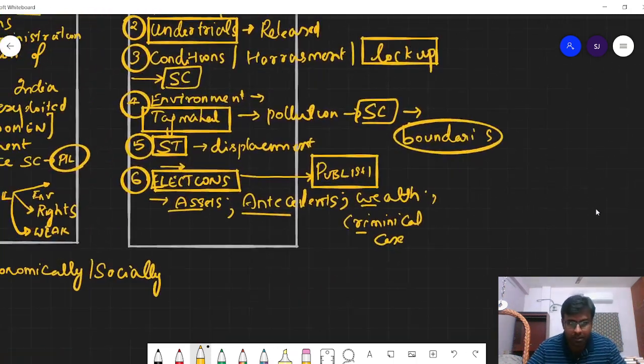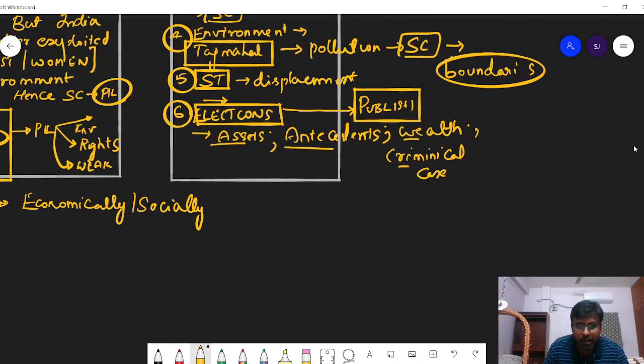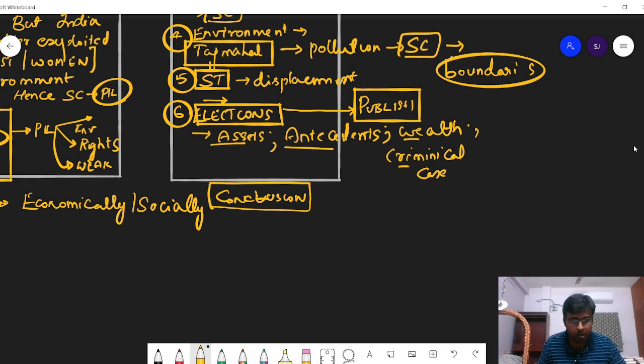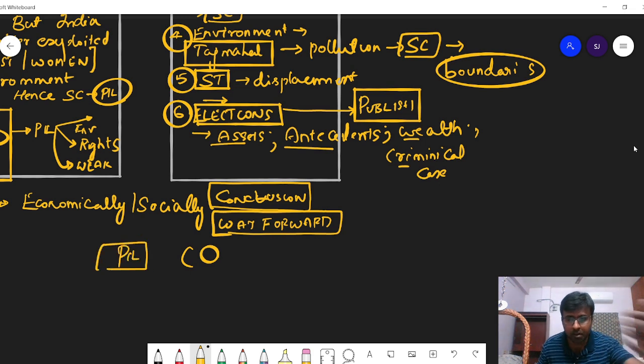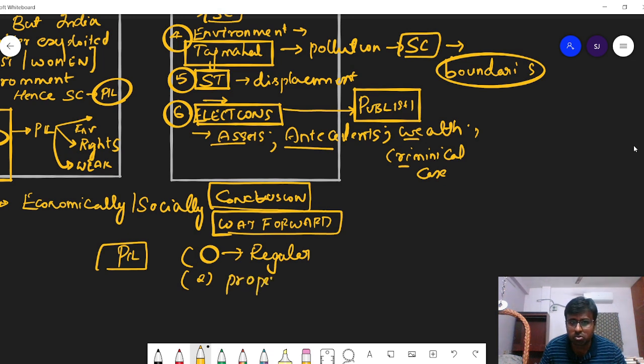But now, you should not end with this. My handwriting is very large, so I was in three papers and was not able to fill. But now you have to say the way forward, right? Conclusion or way forward. The way forward is, for example, how these PILs should be regularized. PILs are now being filed for so many reasons. Now they have to be regular and proper. Frivolous cases should not be entertained. It wastes the time of the court, among many other things.